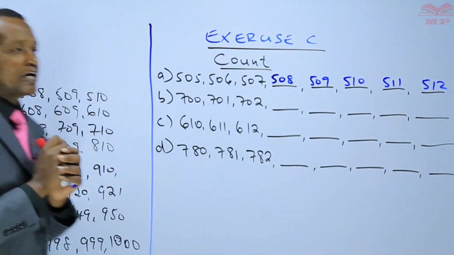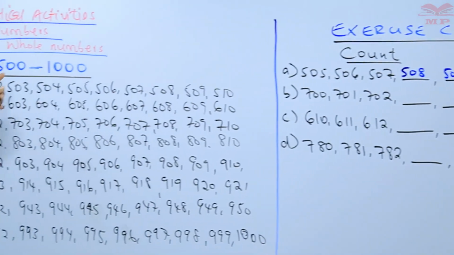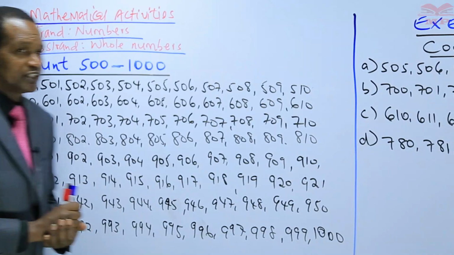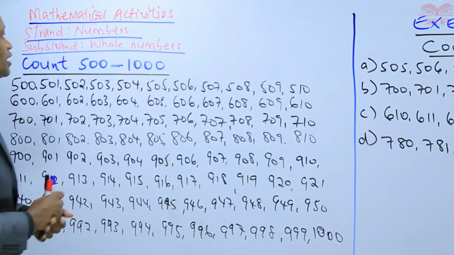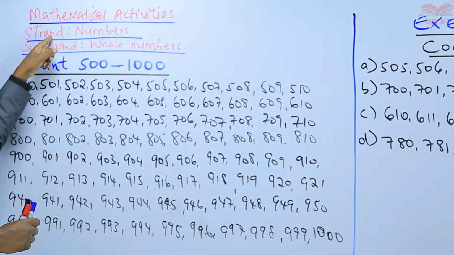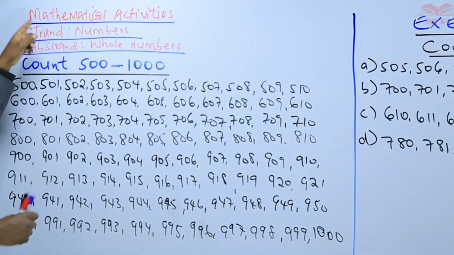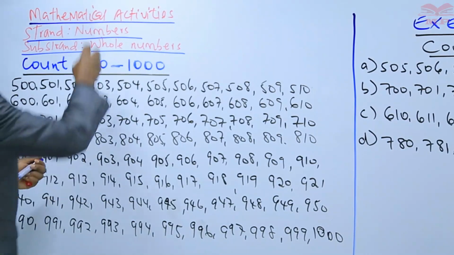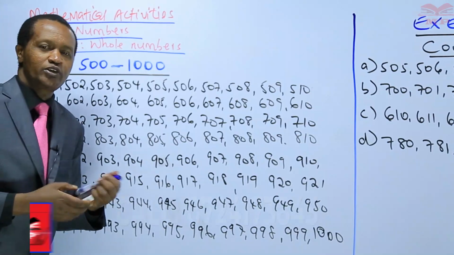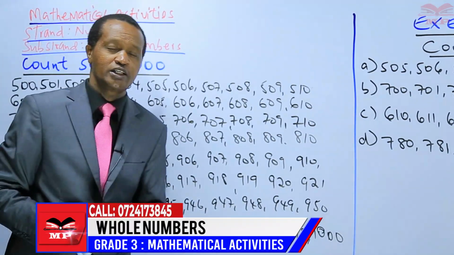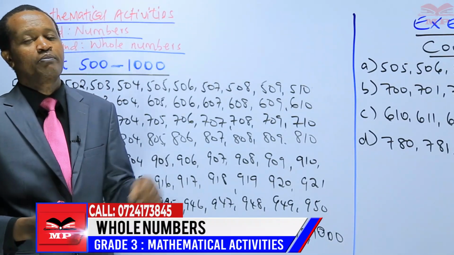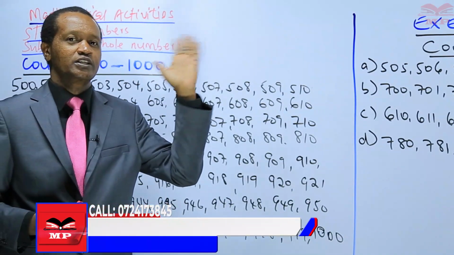Learners, we have learned counting from 500 up to 1000. In our next lesson, we continue to learn more about whole numbers. Remember, the strand is numbers and the subject is mathematical activities. Thank you for joining us in our today's lesson. I will see you in our next lesson when we will continue learning mathematical activities.